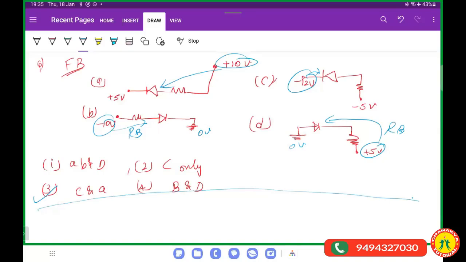Okay, so this one we can skip because it is out of syllabus. Okay, so let's solve this one.